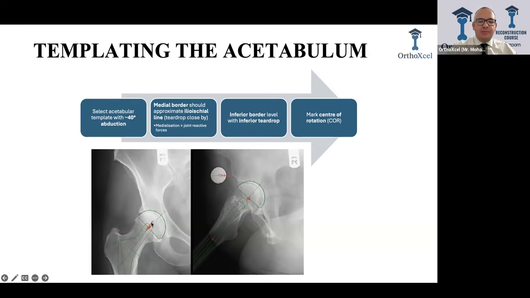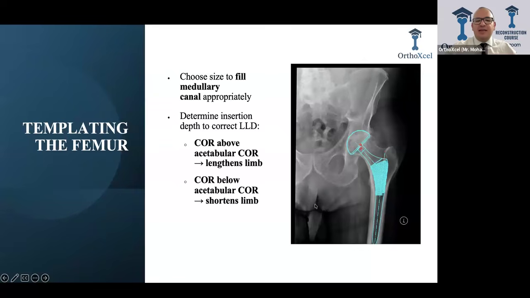You need your cup to replicate the center of rotation as we planned from before. And you need your cup, if we're looking at the version, to be a bit anteverted. Once you have the cup in place, you start planning the stem. So you need the stem to fill the canal.